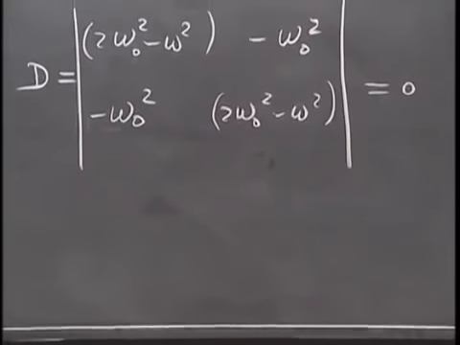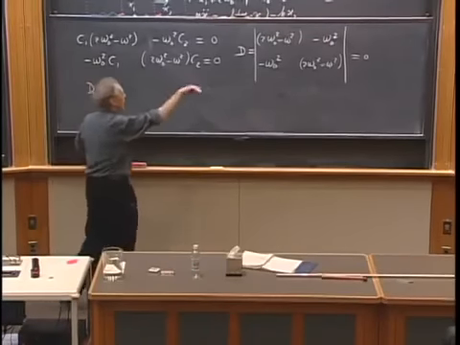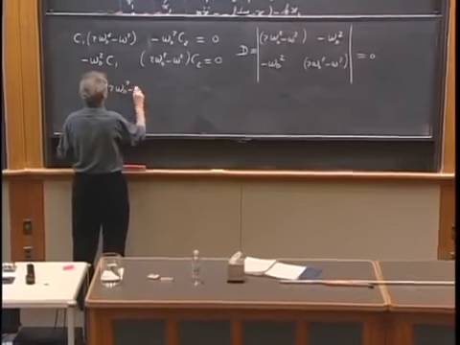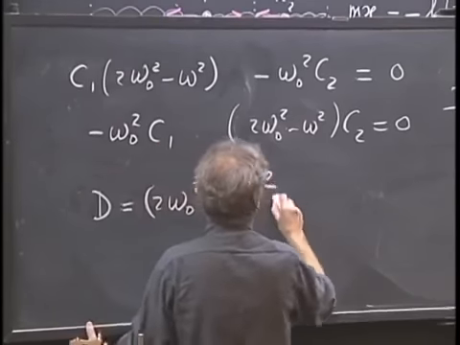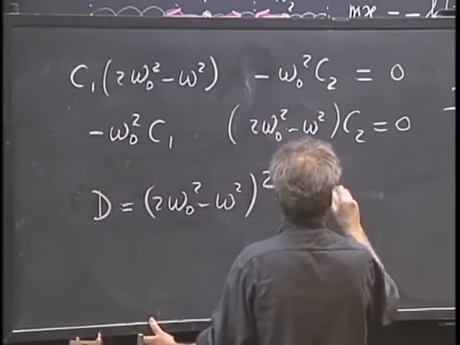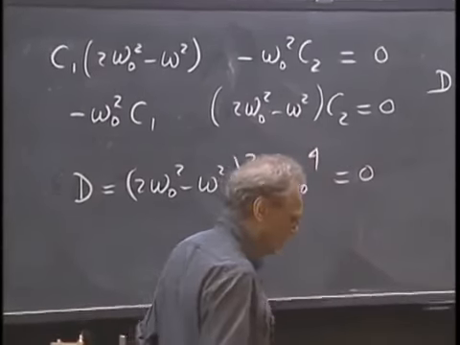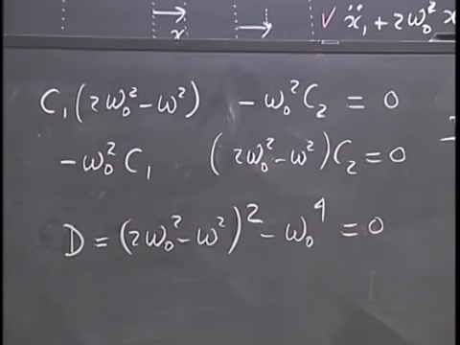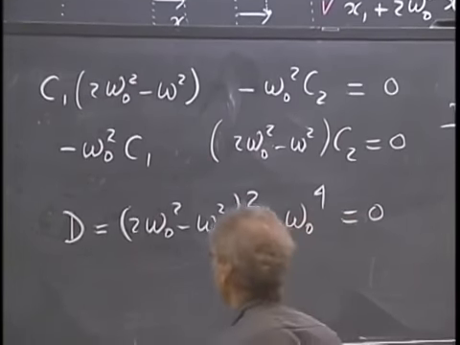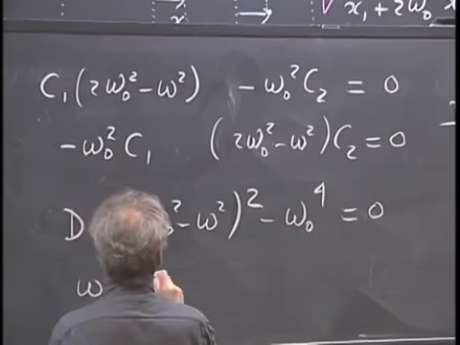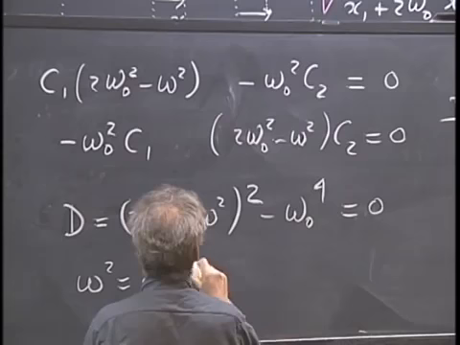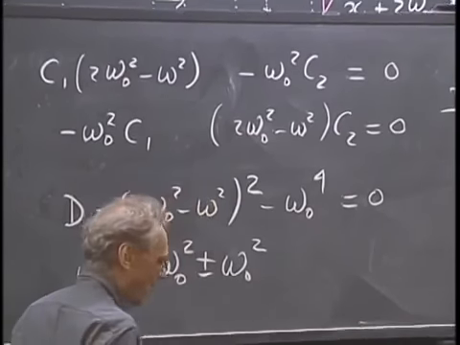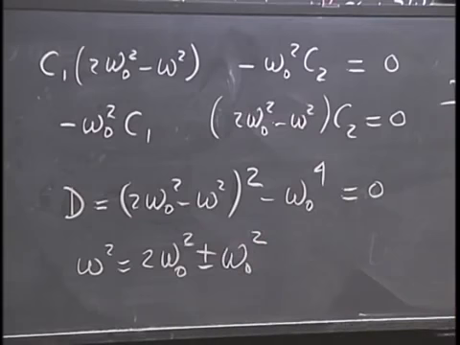And so that means that D, which now becomes 2 omega 0 squared minus omega squared, squared, minus omega 0 to the fourth, you have to make that 0. And when you do that, you find two values for omega. You'll find that omega squared is 2 omega 0 squared plus or minus omega 0 squared. Those are the two solutions. And when we evaluate those two solutions, you find a result which is so embarrassingly simple that you could almost have said that without any work, almost.